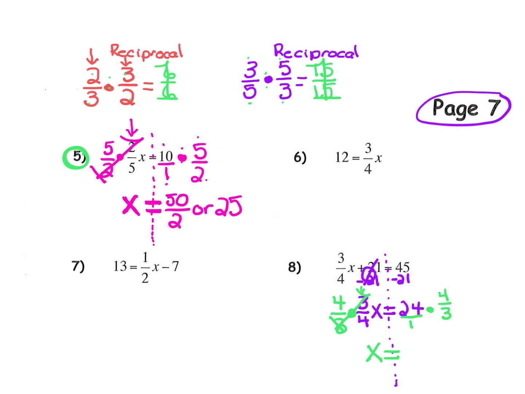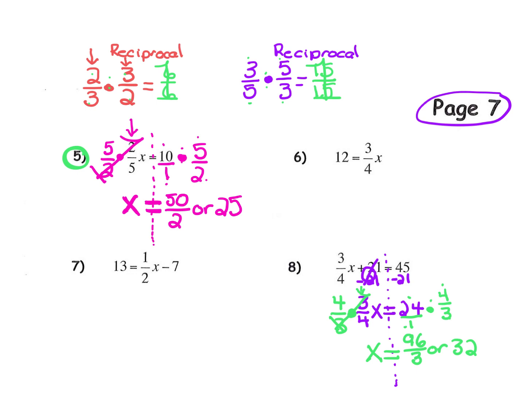Over here, on the right side, we're going to take 24 times 4, which is 96. And then 1 times 3, bottom times bottom, we get a denominator of 3. Grab your calculator and punch in 96 divided by 3. You should get an answer of 32.